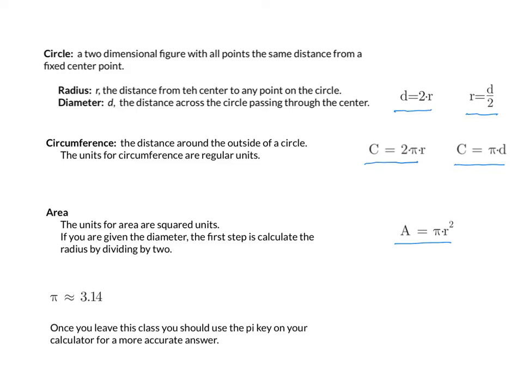The last thing we need is what is pi. In this course, we are going to use the approximate value of pi, which is 3.14. Once you leave this class, you should use the pi key on your calculator for a more accurate answer.